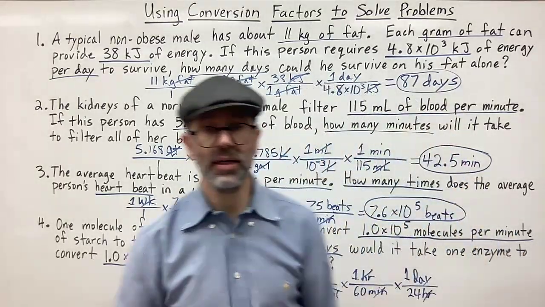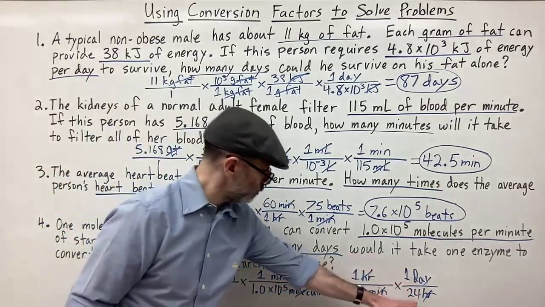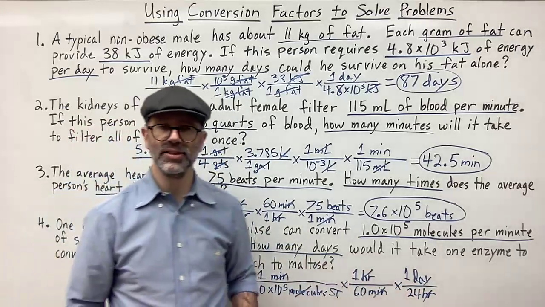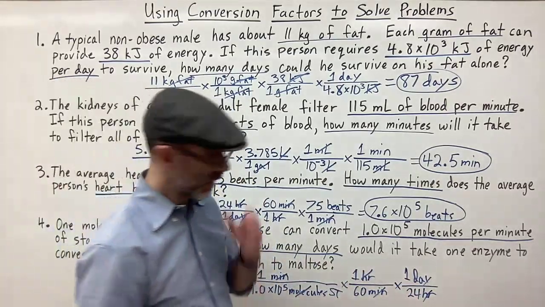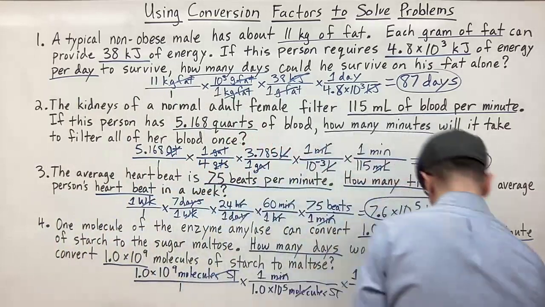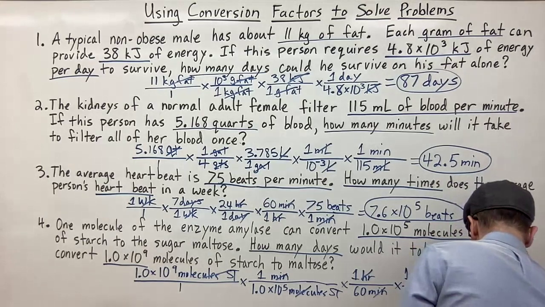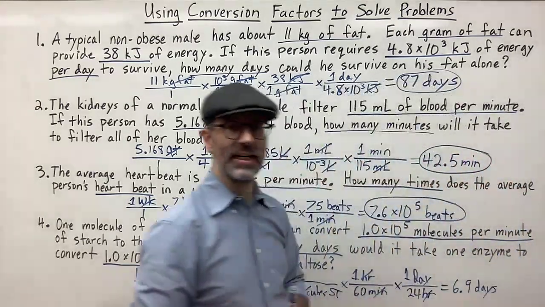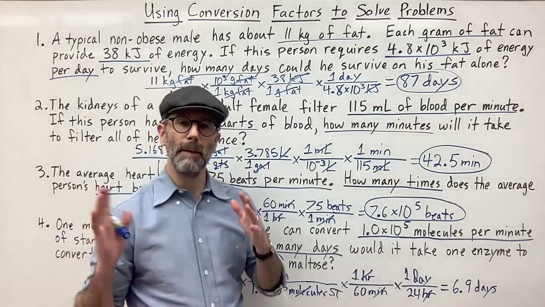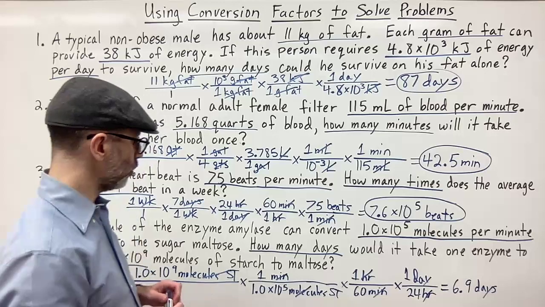So we're done. So all I need to do is multiply across the top, divide by everything on the bottom to get my answer. And when I do that, I get 6.9 days. So that's going to be equal to 6.9 days. So it's going to take this enzyme 6.9 days to convert a billion molecules of starch into maltose.